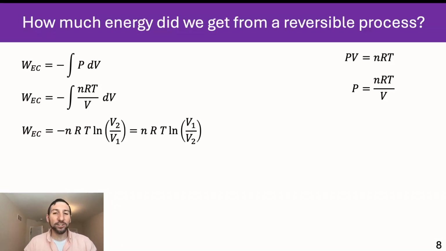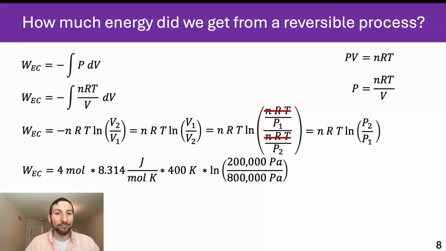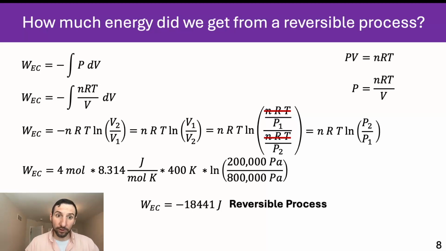So now that we've got my integration, since I have my volumes, I can substitute in using the ideal gas law for my volumes. And once I substitute in, we also see that in that natural log, the nRT are the same in the numerator and denominator. So we can cancel those out, and that's going to give me this simplified form for work, nRT ln P2 over P1. And now that we have that, we can move forward. We can substitute everything in, and when we do, and we see how much work we get, we've got negative 18,441 joules for a reversible process.